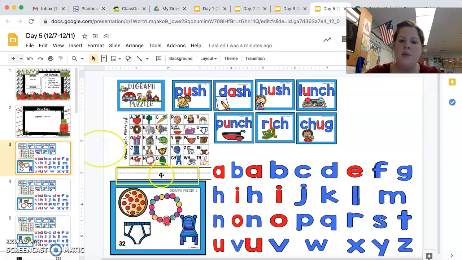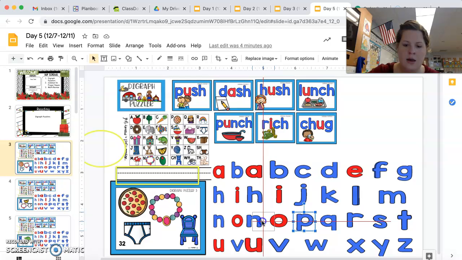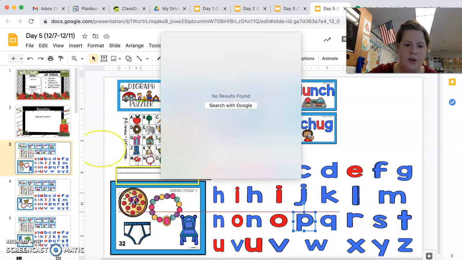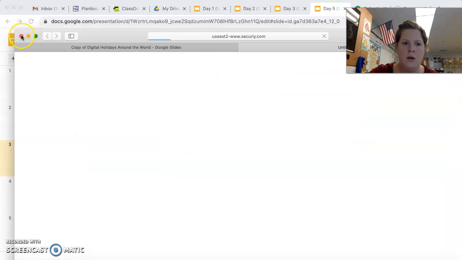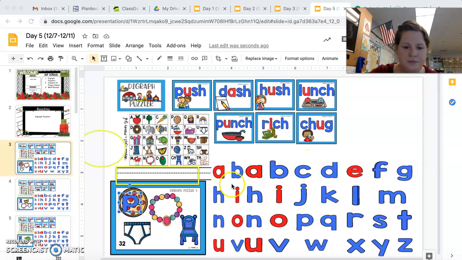Okay, so just a reminder for these digraph puzzlers, okay? You are using this key up here to help you, okay? So I will do this one with you to help you. So I know I need to move a P over for pizza. So I'm going to find my P. I'm going to move it over to the pizza. Okay, sorry about that. And then I'm going to put the U over for underwear.